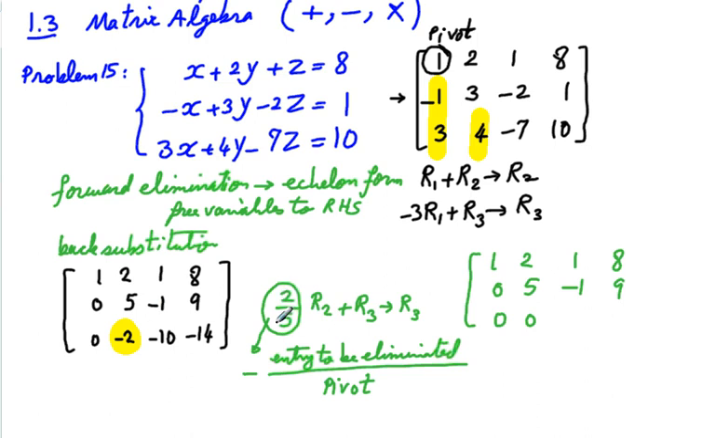So is it 2/5 of this entry? 2/5 of -1 is -2/5. I have to add row 3 to it, which is -10. So I take a common denominator, 5, this is -2, and the -50. So it becomes -52/5.